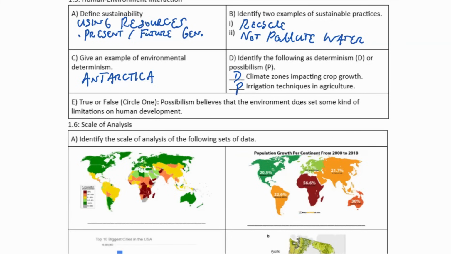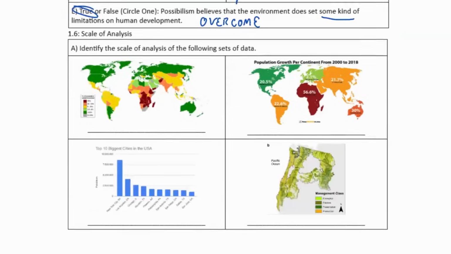Then E, true or false, very simple. Positivism believes that the environment does set some kind of limitations on human development. That is technically true. However, it doesn't finish it. What positivism says at the end is that humans can overcome these limitations. So positivism isn't that humans just have a free-for-all with the environment. It does claim that we have limitations that the environment gives us. However, we're able to overcome many of these limitations.